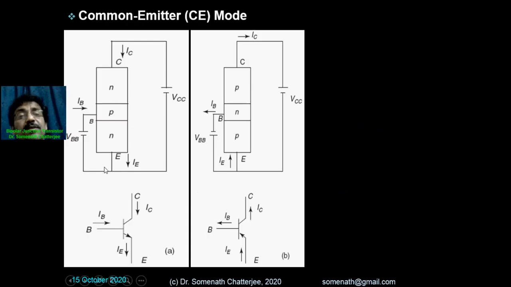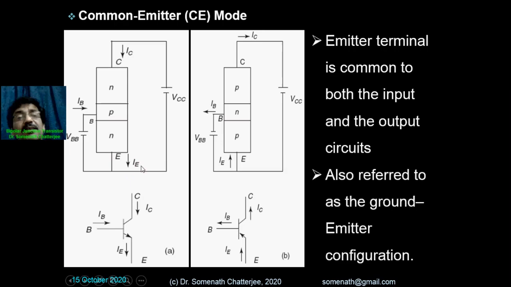Next is the common emitter. The emitter is common in both the input and output loop. You can see that it is connected with the collector through this bias. Here I am not showing the resistance, but it should be given, so this resistance will protect the transistor. So this is the common emitter configuration, and obviously the emitter will be grounded here.